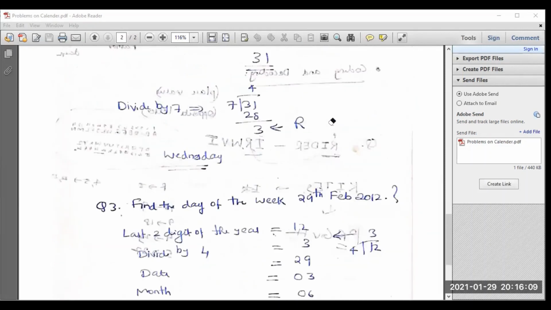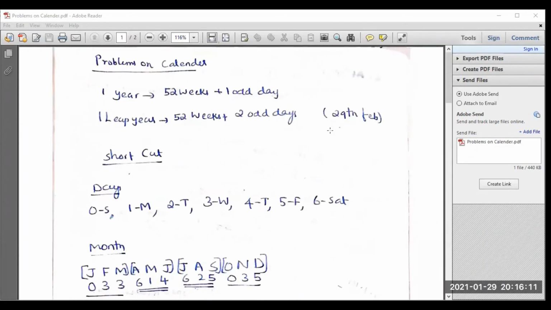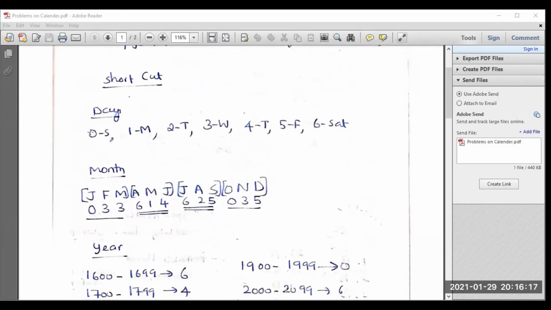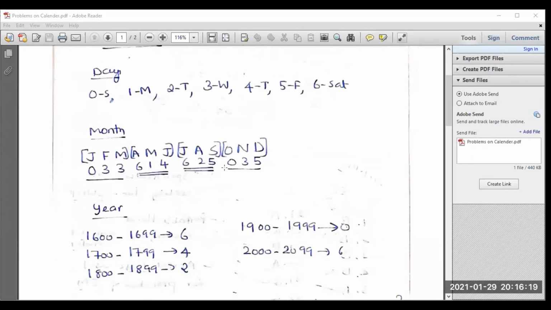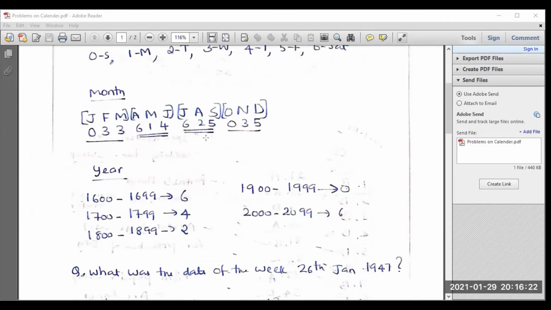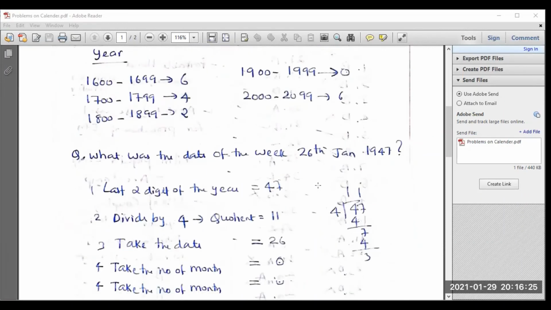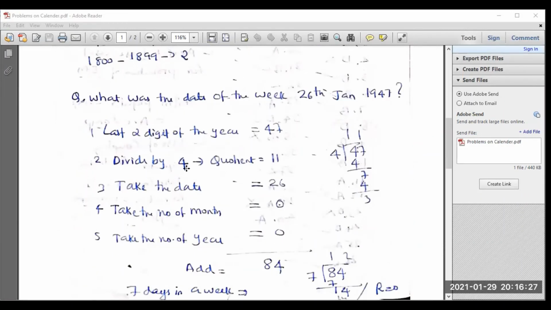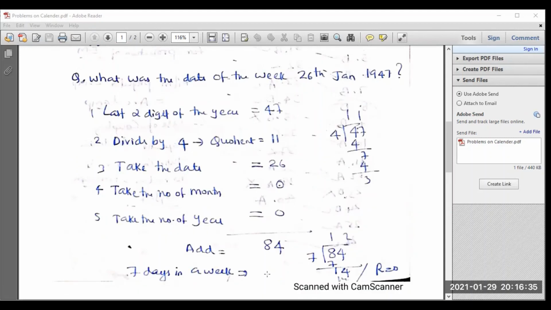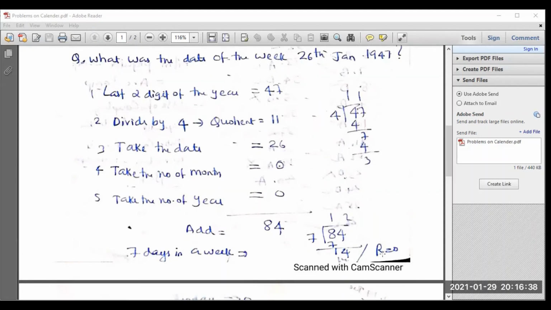So if you work out 2 or 3 examples, the concept will be thorough. So please do remember these concepts. These shortcut methods, days, then the number corresponding to month, then year also you have to remember. Then job will be easier. Then the steps also you have to remember. Last 2 digits of the year, then divide by 4, then take the quotient, take the date, take the number corresponding to the month, take the number corresponding to the year, then take the summation, then divide by 7. Then you will get the remainder. For leap year, you have to reduce 1 from the remainder. Then you will get the exact number. That number should be matched with that particular day.